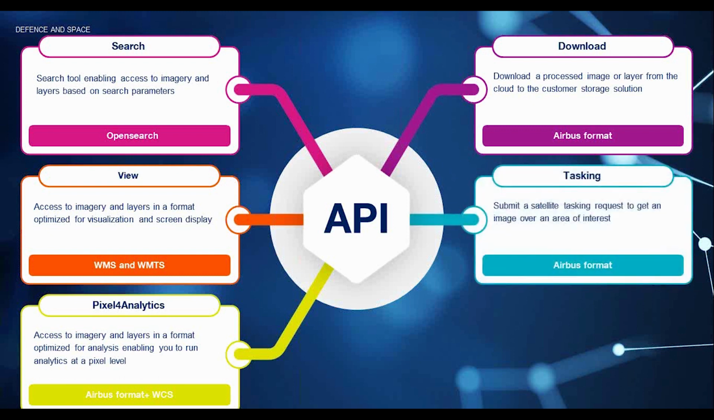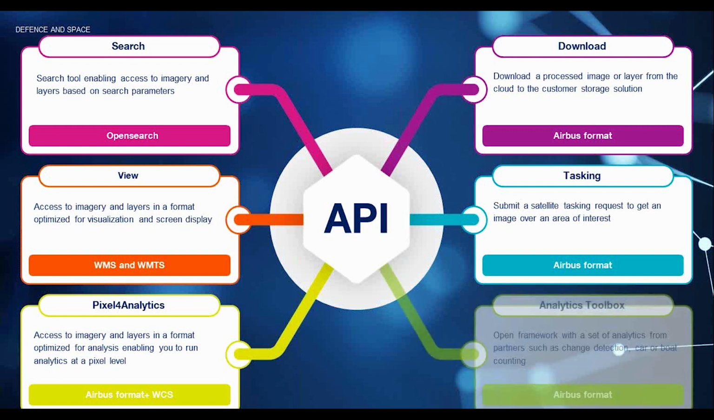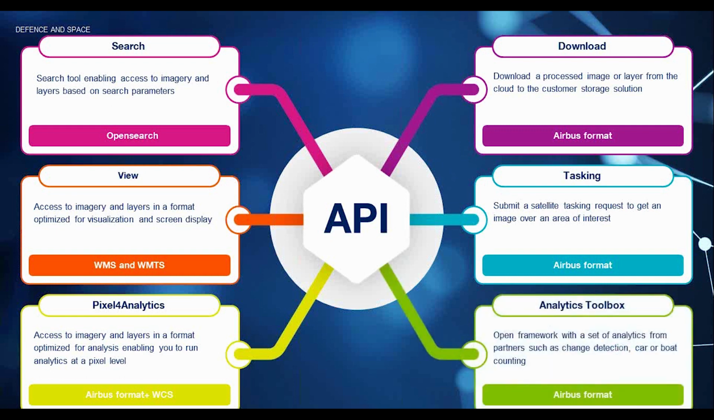Then the tasking, which will enable you to submit a tasking request to get an image over an area of interest. This API will be soon available in the platform. And last, Analytics Toolbox presents you different analytics from our partners. Lisan presented a slide about this offer a few minutes ago. This API will return just the JSON file as a result. So you may access also this service through API.